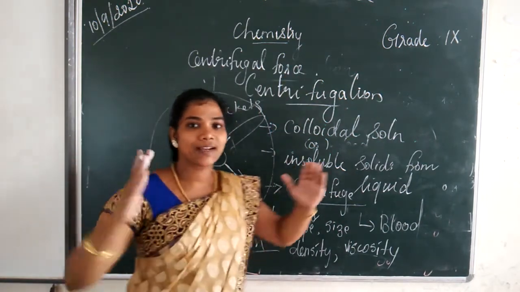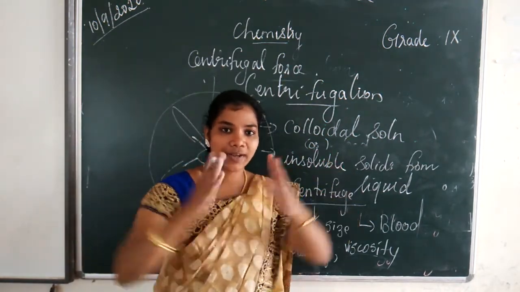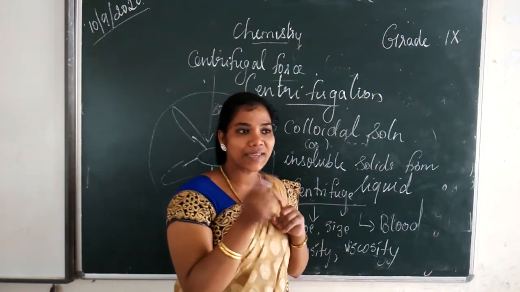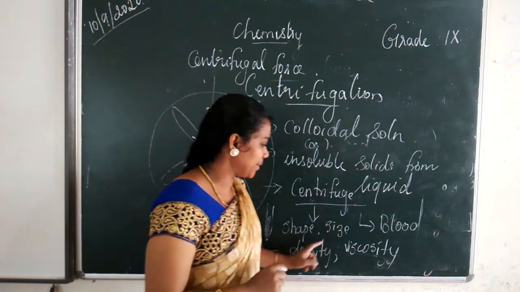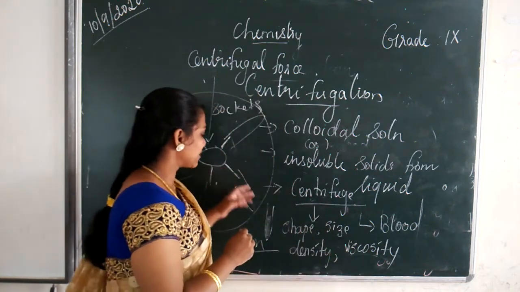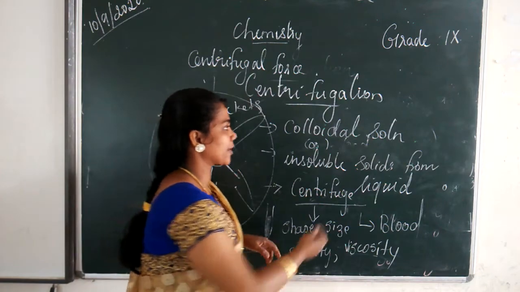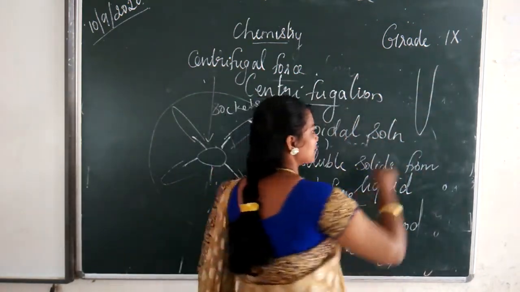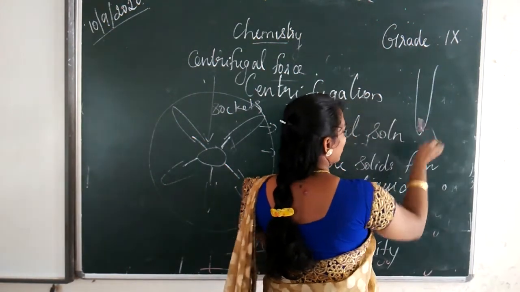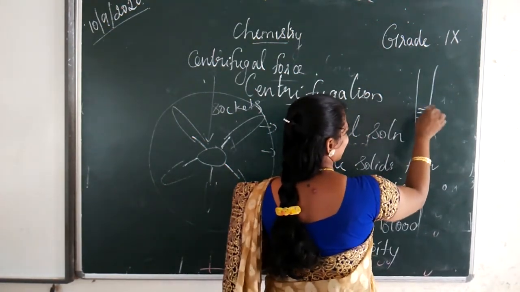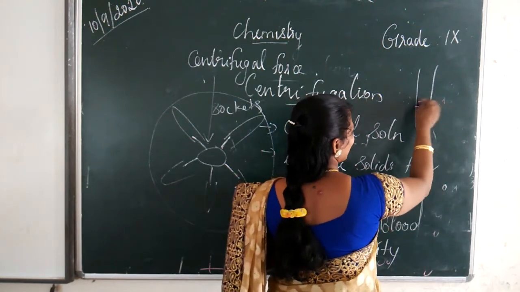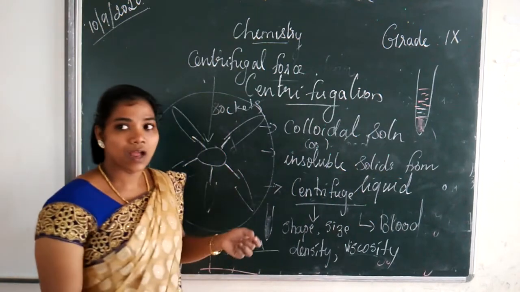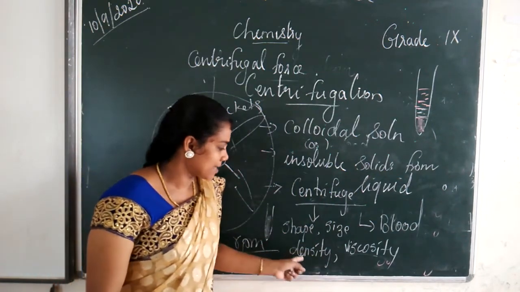Which radiates outwards, which makes the test tube radiate outwards and spin at very high speeds. While spinning, based on the size, shape, density and viscosity, all the particles will be separated in the test tube. For example, like this. High density particles will settle down here, followed by the next one, like that. Each one will get separated based on the density, viscosity and shape.